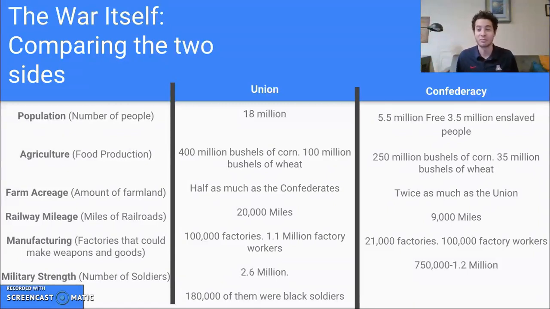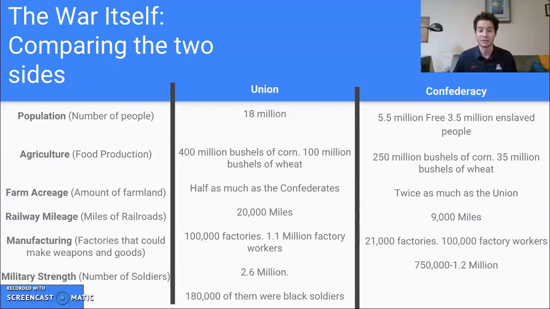Agriculture, as far as producing food that could be consumed, which is very important for fighting a war: the Union made 400 million bushels of corn and 100 million bushels of wheat. The Confederacy made a lot less food, which is going to make it difficult for them. The big advantage as far as resources is that the South was much more spread out. The Union, all the northern states, were about half the total size of all the southern states.